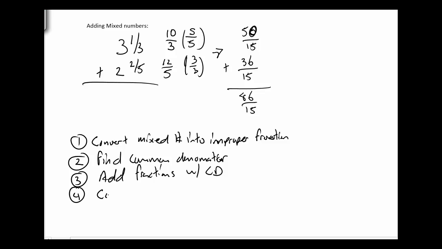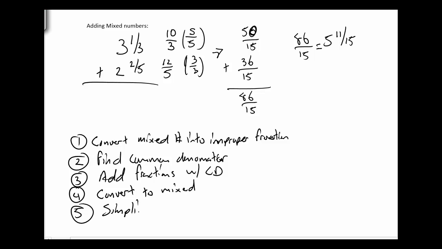And then we want to convert to mixed. So 86 over 15. We've talked about dividing already. So just think about how many times 15 goes into 86, and we get 5. Sorry, might as well write left to right here. So 5 with 11 over 15 left over. And then simplify if needed. So you reduce the fraction if we can.